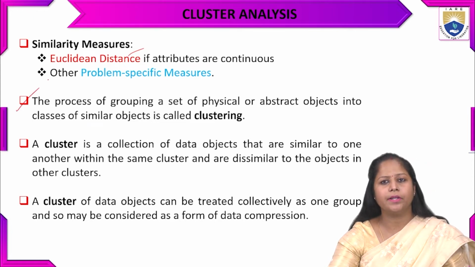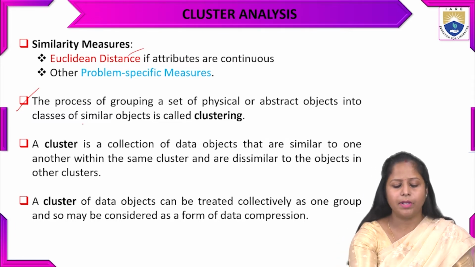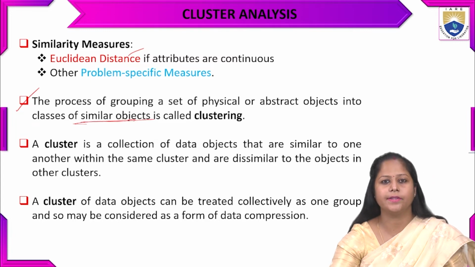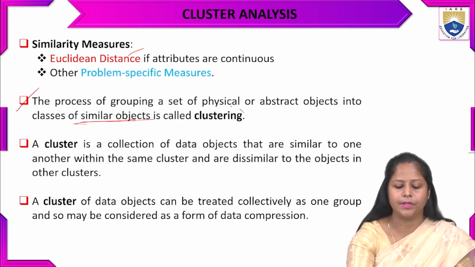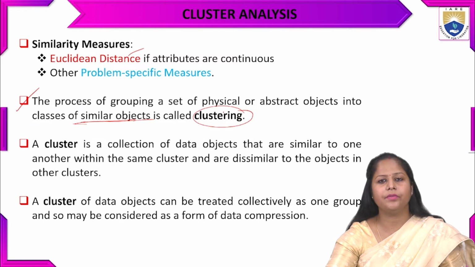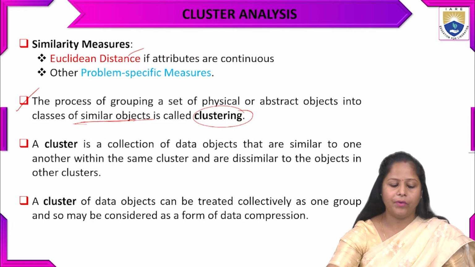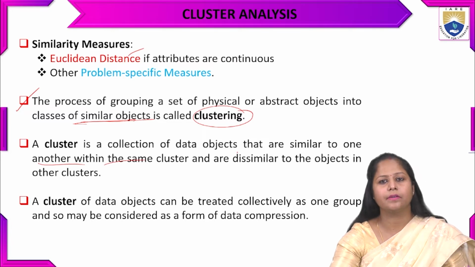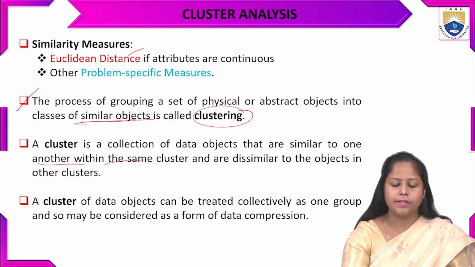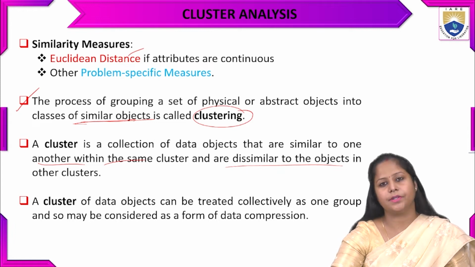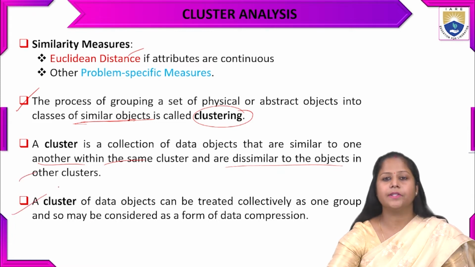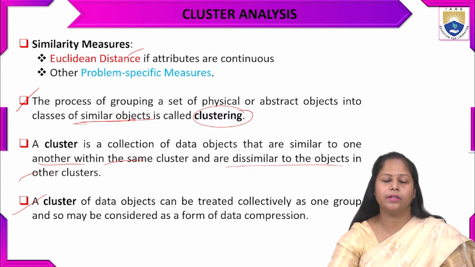The process of grouping a set of physical or abstract objects into classes of similar objects is called clustering. So clustering is nothing but the process of grouping a set of abstract objects into classes of similar objects. A cluster is a collection of data objects that are similar to one another within the same cluster, and dissimilar to objects in other clusters. A cluster of data objects can be treated collectively.